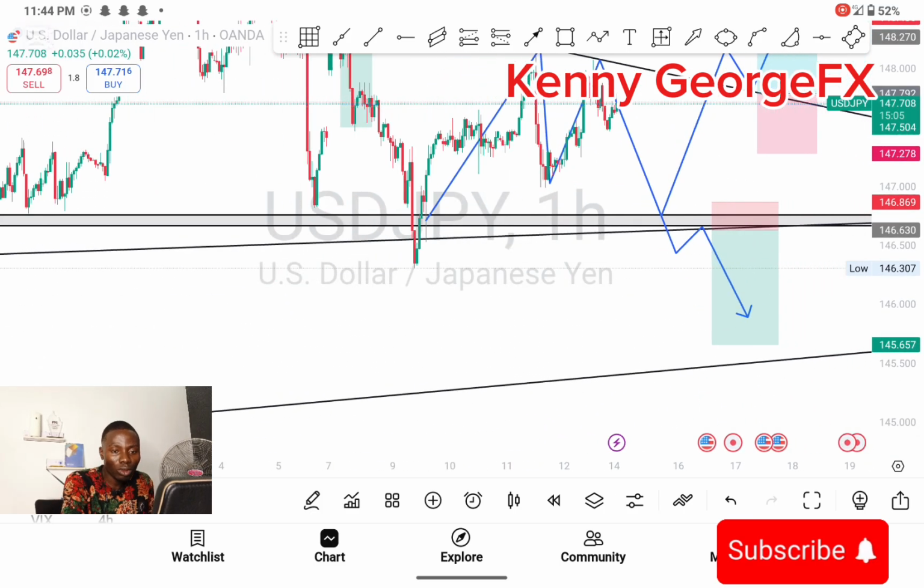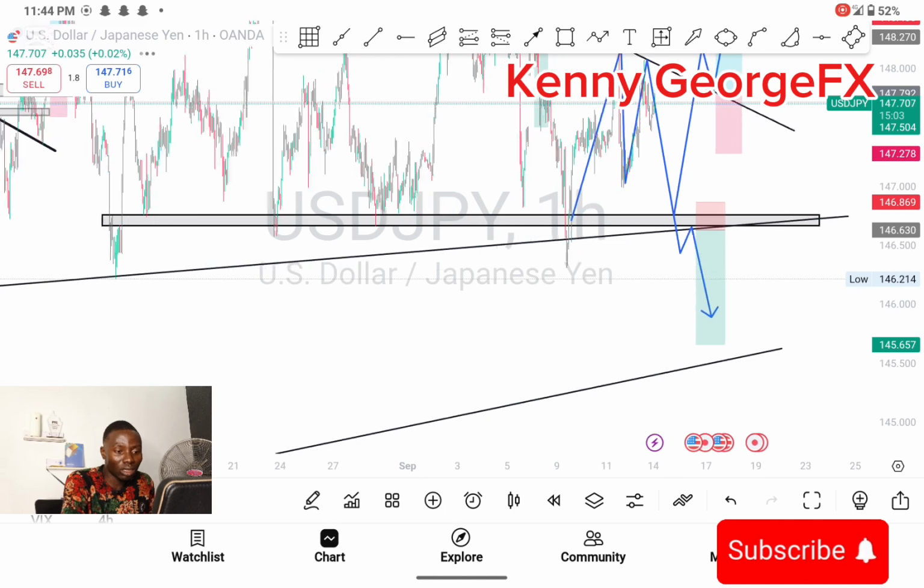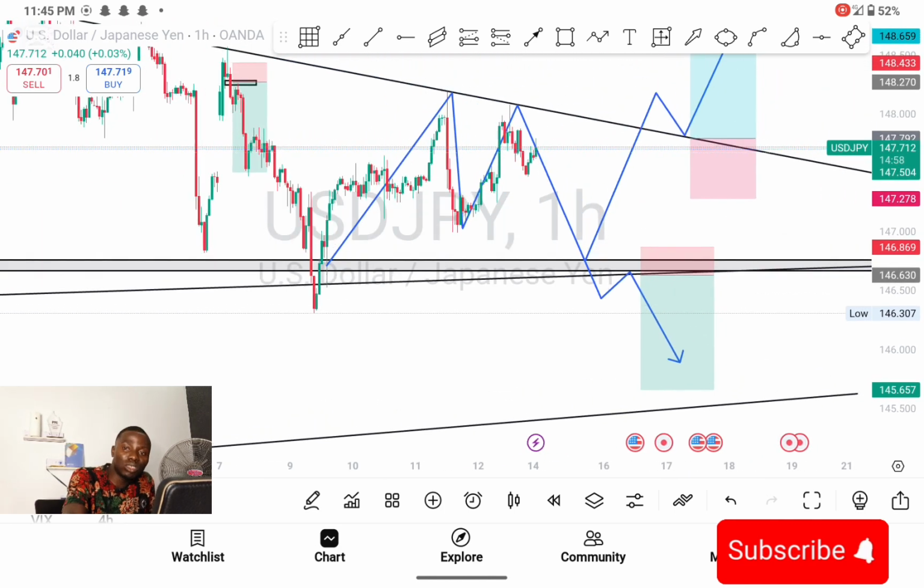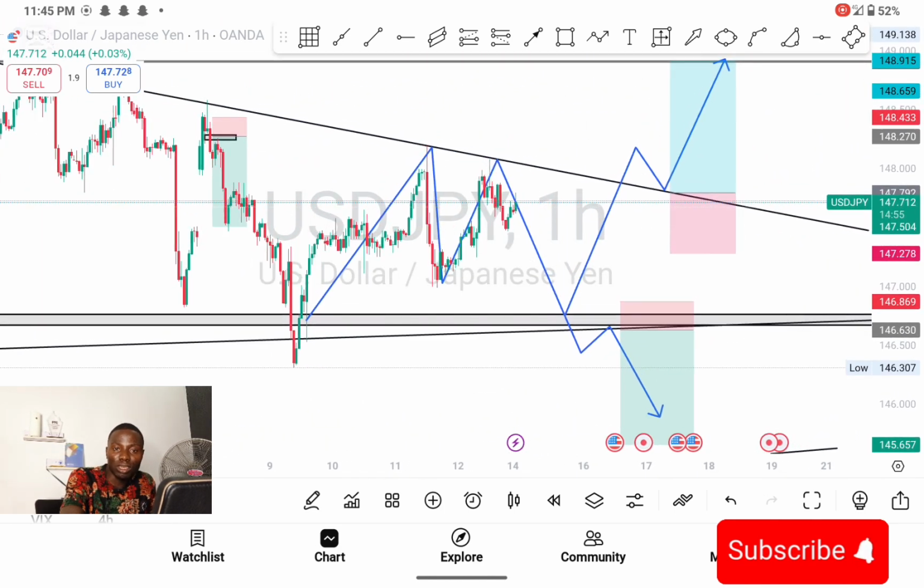You understand? So see the stop loss and take profit I drew very well, so if you want to copy this trade, you will make a mistake. I wish you guys well. Bye for now.